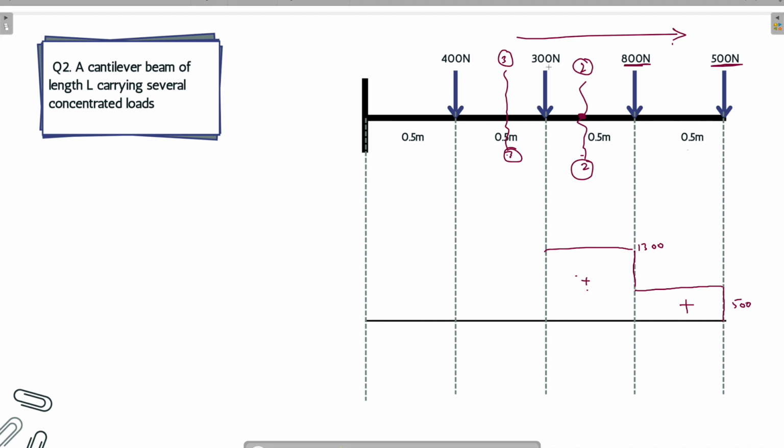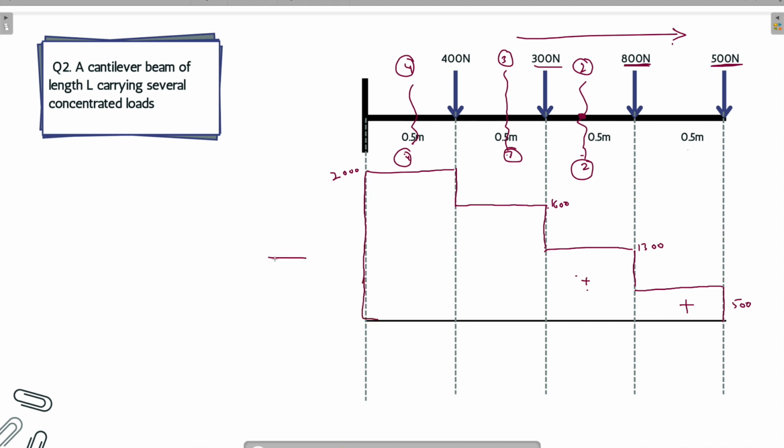And what will be the magnitude then? The magnitude will be 300 plus 800, that is 1100, plus 500, that is 1600. So again, I'll draw something like this. This is 1600, and the obvious thing is, if you cut a section over here, section 4, again the same thing will happen. 1600 plus 400 will be 2000. So here the magnitude will be 2000 Newton. So this is the shear force diagram for this beam.